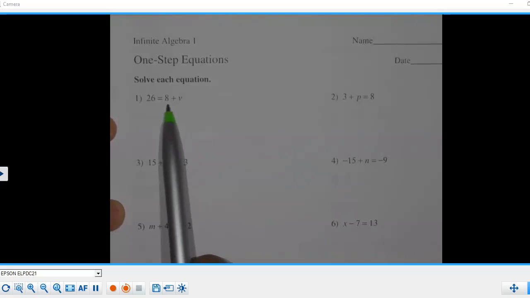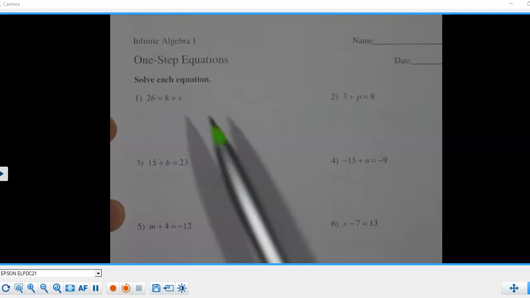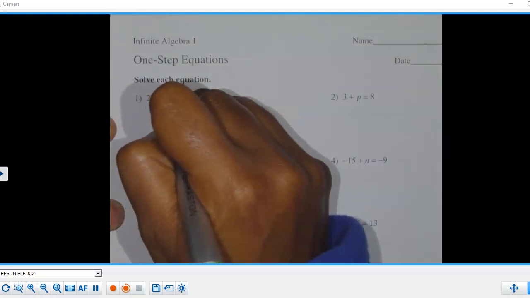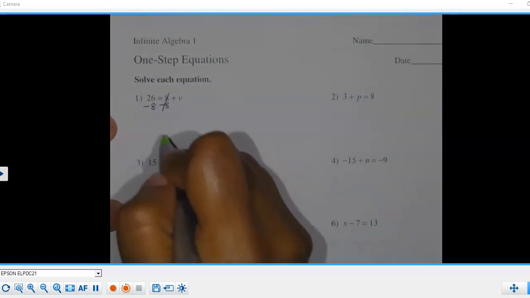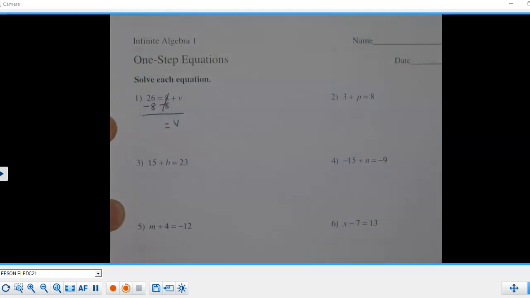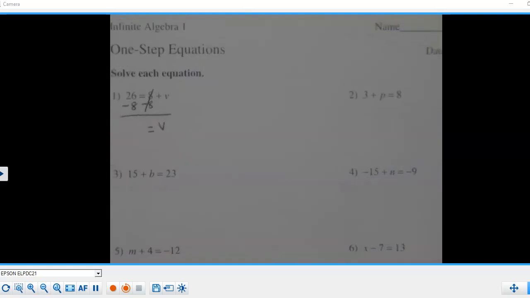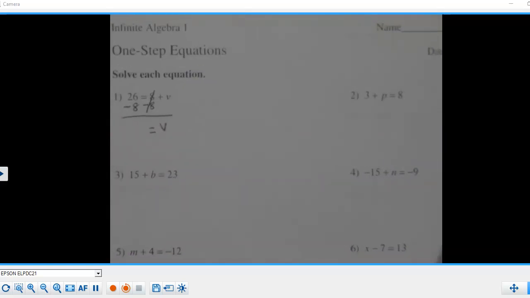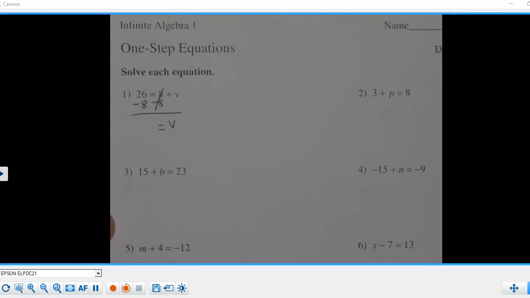So here, of course, what's happening to V? 8 is being added to it. So as soon as I see that plus sign and this 8 is positive, I'm going to subtract 8 from both sides. So now we have V is equal to, and if we do 26 minus 8, we should get 18. Let me focus that. There we go, it should be better. So that should be 18.